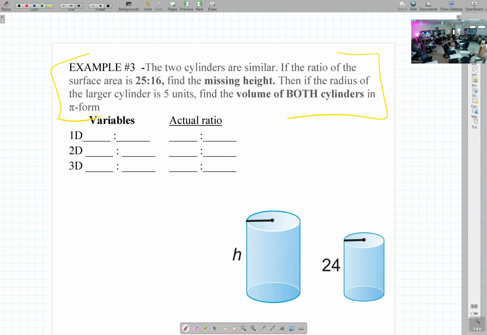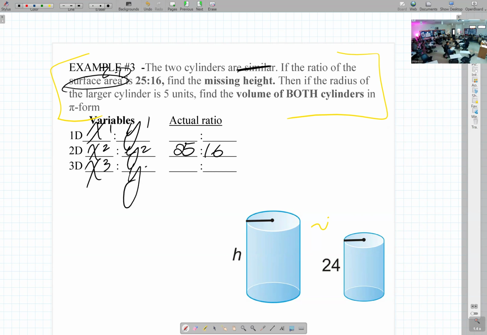All right, so these solids are what? Similar. Ready? They're similar. Ratio, surface area above the word area, 2D. Put it right here, 25, 16, x squared, y squared. Backtrack, find x to the first, go forward, cube it. Get me both of those right off the bat.